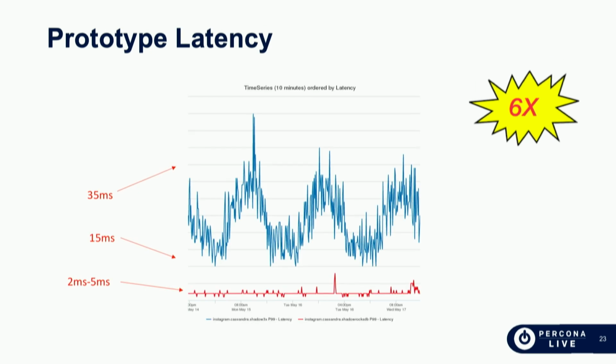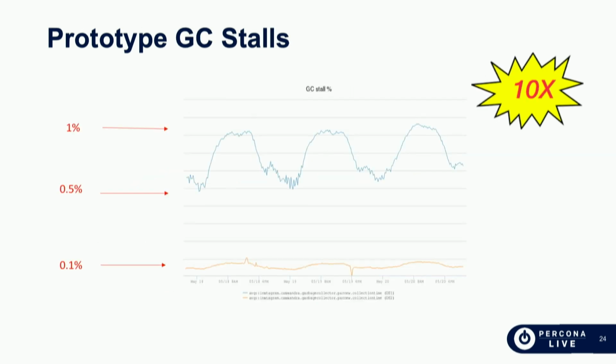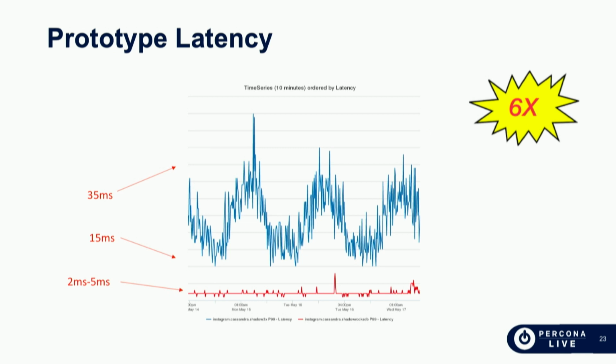The blue line is the Cassandra 3.0 cluster P99 read latency, and the red line is the Cassandra on RocksDB cluster P99 read latency. Again, both are measured from our web server, which is the client of the Cassandra cluster. As you can see, for the RocksDB-based cluster, the P99 latency is constantly below 5 milliseconds. But for Cassandra 3.0, it varies from 15 milliseconds to 35 milliseconds. So you can see it's a 6 times reduction during the peak time.